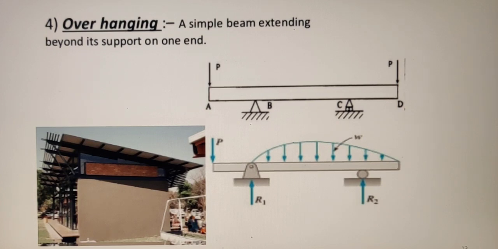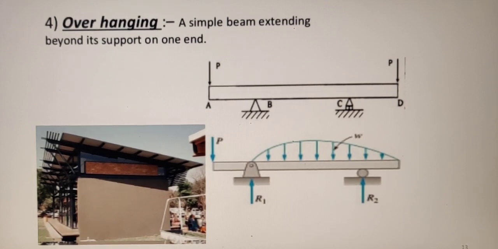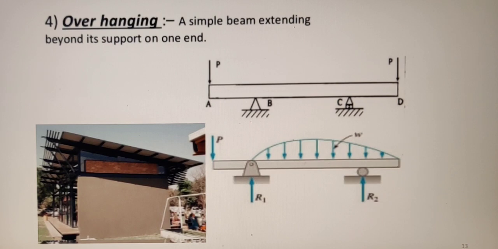Now the fourth one. The fourth one is an overhanging beam. Overhanging beam means a beam which extends beyond the support. It is classified into 2. Overhanging beam with a single overhang, that is the first classification, and the second classification is overhanging beam with a double overhang.